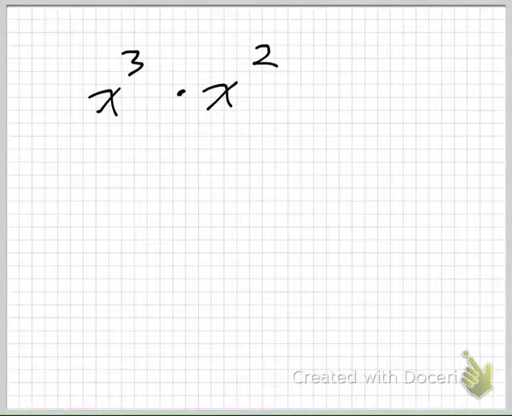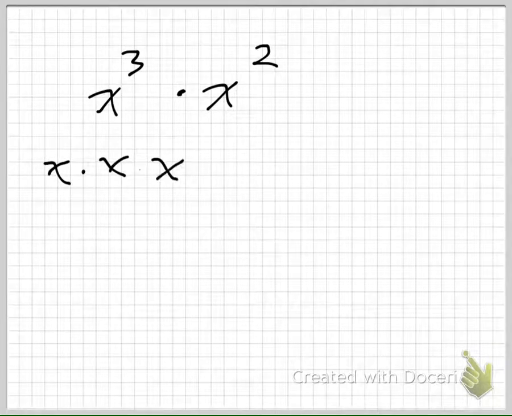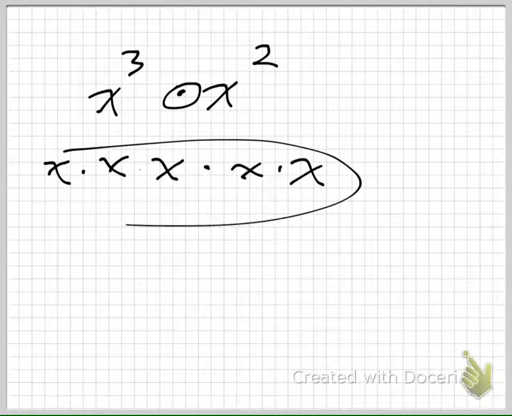What about this? What if I have x to the third times x squared? What would that be? This is important to understand. What would x to the third times x squared be? Isn't this what this guy is equal to? You've already said it. X times X times X times X times X, which is X to the fifth.